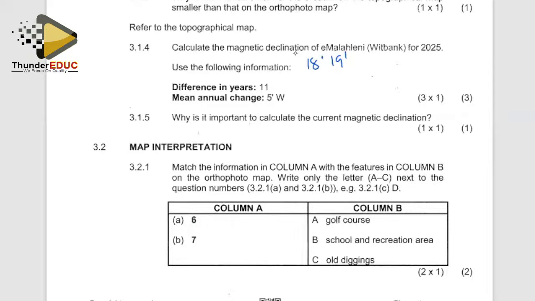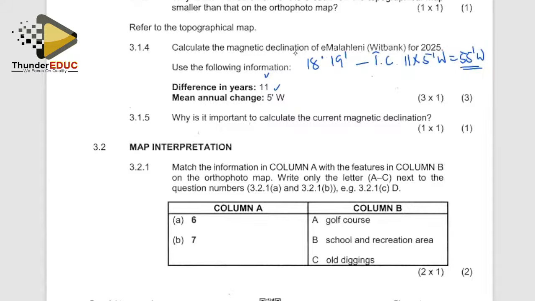2014. Then we need to find the total change. We are told that we don't need to go back to the map because map information is provided. Mean annual change is 5 minutes to the west and it has lapsed over a period of 11 years. So our total change, how do we get it? We say 11 years times 5 minutes to the west, which gives us 55 minutes to the west. This is our total change.